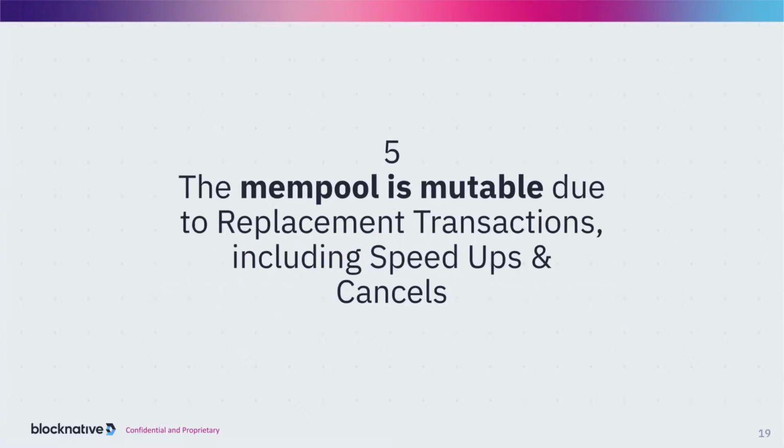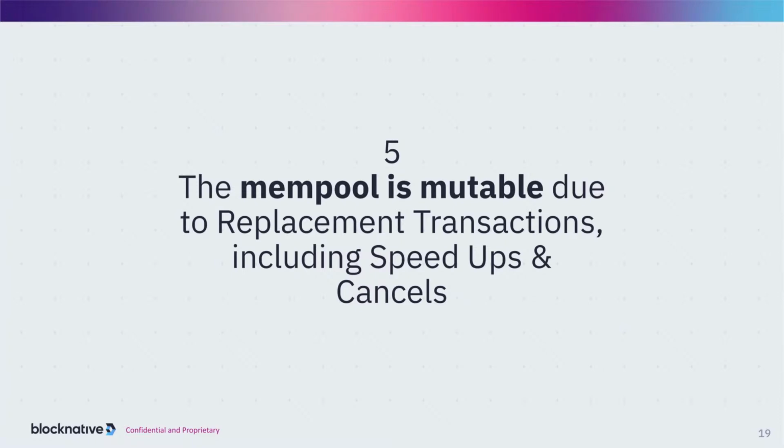Okay, number 5. So we talked about blockchains being immutable. Well, the mempool is literally the opposite. The mempool is totally mutable. Any pending transactions in the mempool can be replaced with replacement transactions. There are most often things like speed ups and cancels, but there's other types of replacement transactions. And so any transaction which is in the mempool can actually be overwritten by the originating wallet at any moment.